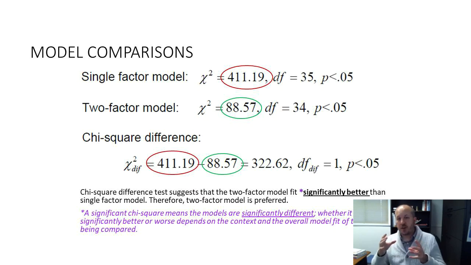So our chi-squared, if it is significant, it means the models are significantly different from each other. If you want to know if that's significantly better or worse, you have to look at the model fit between the two and understand the context. In this context, our model fit got better, and so they're significantly different, so it got significantly better, which means our two-factor is a much better fit to the data than our single factor, so we should use our two-factor rather than our single-factor model.